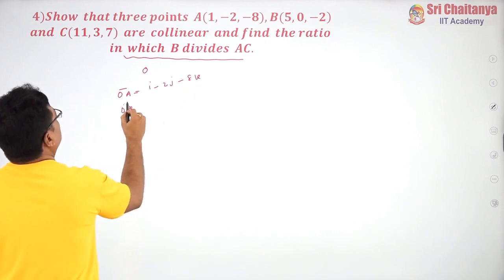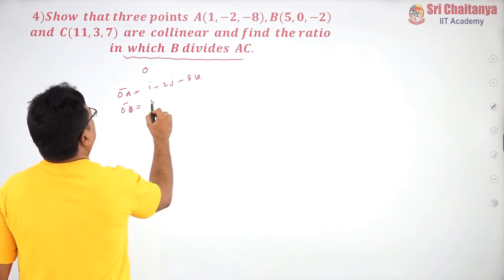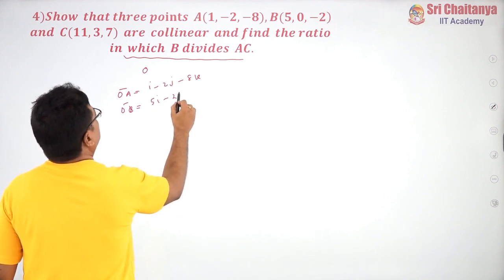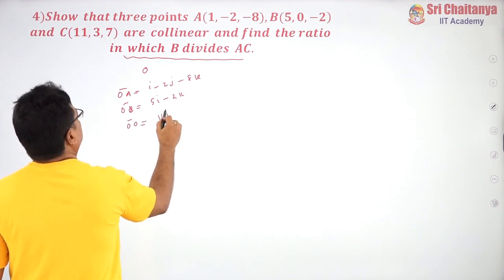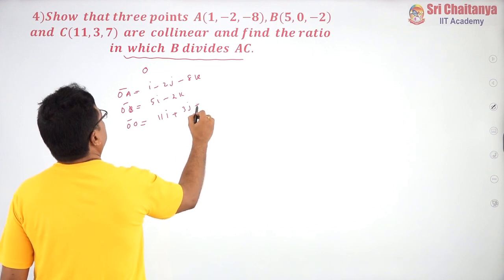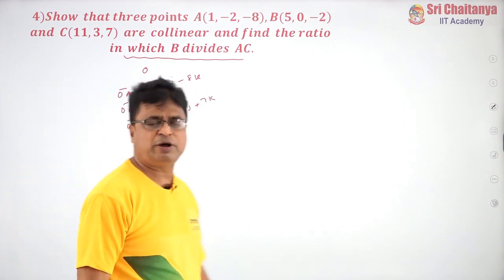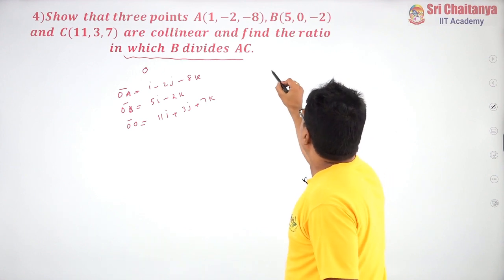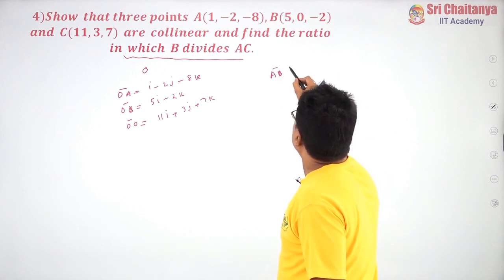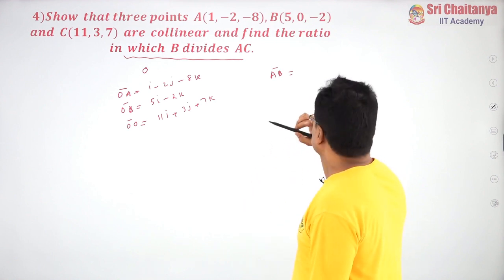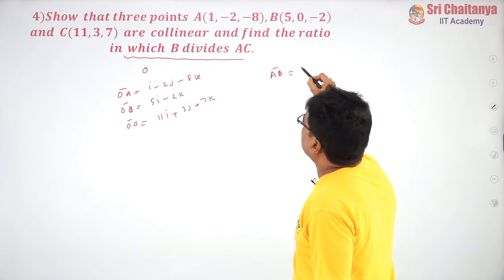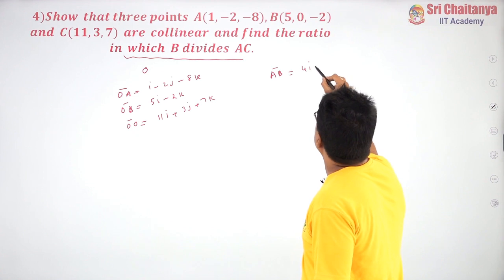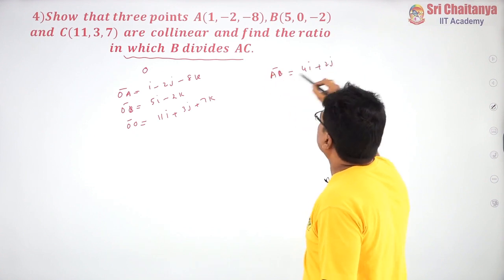OB bar is 5i minus 2k. OC bar equals 11i plus 3j plus 7k. These are my OA bar, OB bar, OC bar. Now find AB bar. What is AB bar? OB bar minus OA bar. What is that? That is 4i plus 2j and plus 6k.